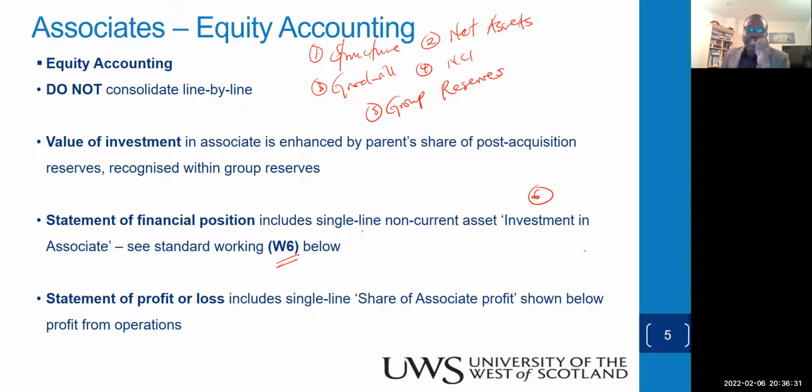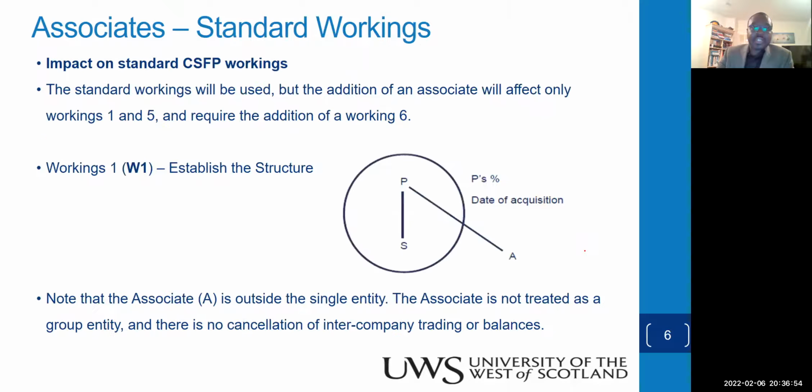Now, in the statement of profit and loss, we include only one line item, and here we capture it as share of associate profits. We show it as one line, and normally it comes below the profit from operations. After the operating profit, we bring it in as share of associate profits. Then we continue to look at the taxation and the rest. All right, let's move on.